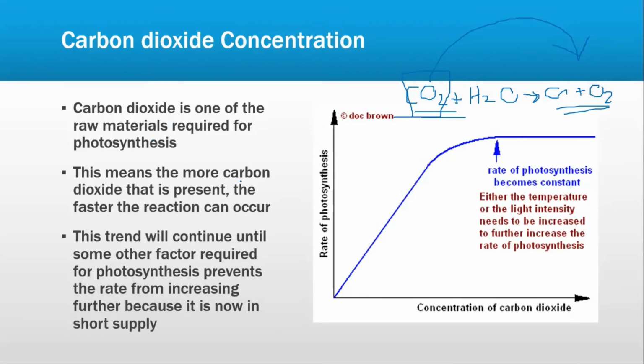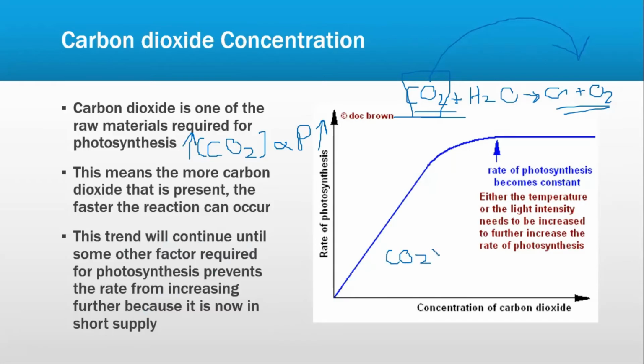This means the more carbon dioxide that is present, the faster the reaction can occur. Again, there's a direct relation between the rate of photosynthesis and the concentration of carbon dioxide, which means higher the concentration of carbon dioxide, higher would be the photosynthesis and vice versa. This trend will continue until some other factor required for photosynthesis prevents the rate from increasing further because it is now in short supply. Now, again, we have the same case. Now I have maximum amounts of CO2 present.